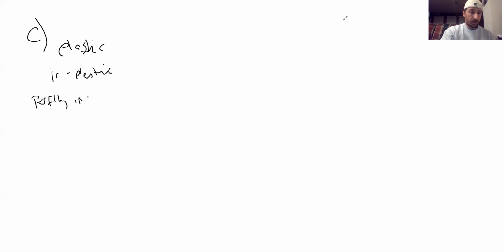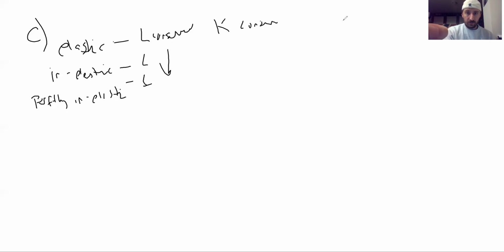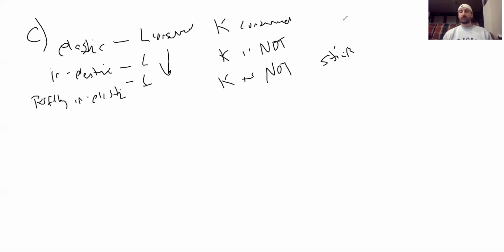So let's clear this up, and let's go to C. It says, is this an elastic collision? So what we need to do is remember the definitions of the collision types, because there were three of them: elastic, inelastic, and perfectly inelastic. In all of them, momentum is conserved. Elastic, KE is conserved. Inelastic, KE is not conserved. Perfectly inelastic, KE is not conserved, and they stick. All right, so that was just kind of a refresher here.